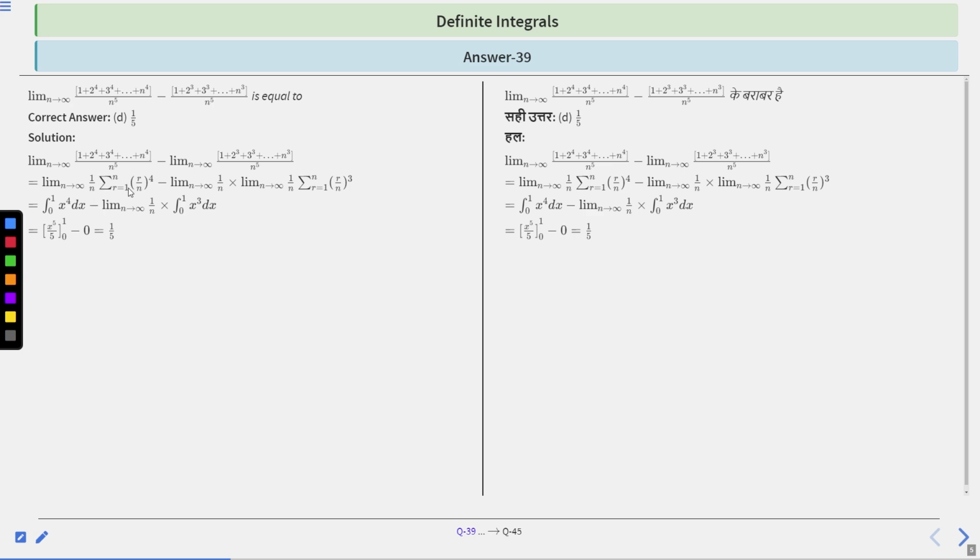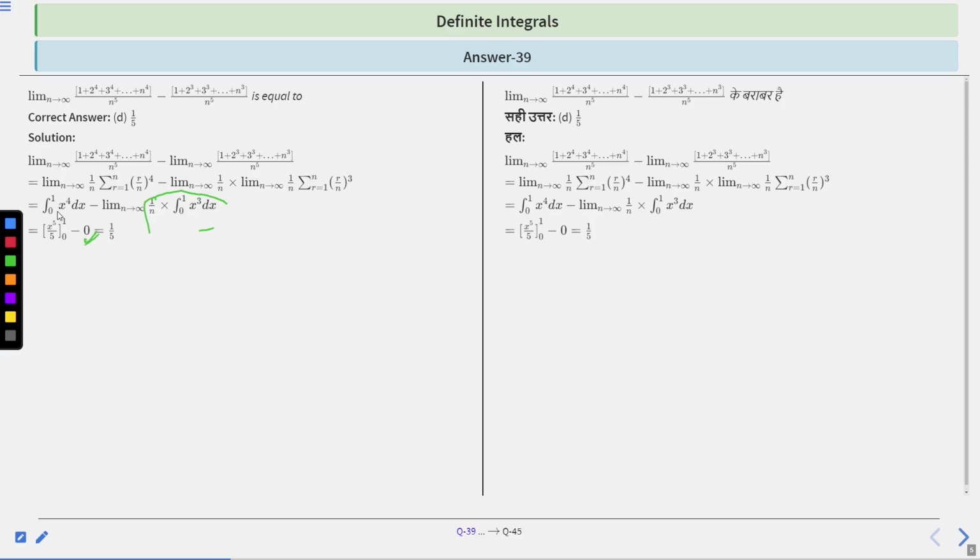Therefore, it will be equal to the limit of 1 by n summation of r equal to 1 to n of (r by n) to the power 4, minus limit n tending to infinity 1 by n into limit n tending to infinity 1 by n summation of r equal to 1 to n of (r by n) cube, which is equal to integration from 0 to 1 of x to the power 4 dx minus limit n tending to infinity 1 by n into integration from 0 to 1 of x cube dx. Now see, here n is tending to infinity, so 1 by infinity will be 0. 0 into this integration will be 0. So this part will be 0.